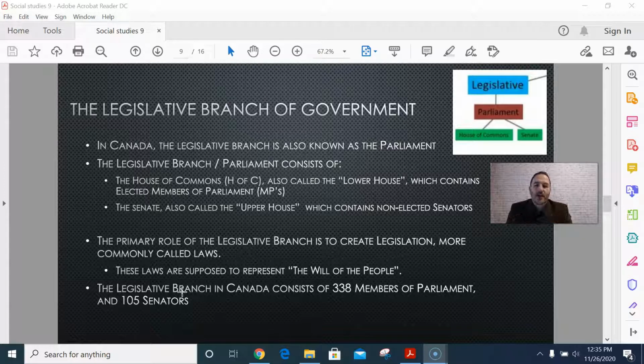Sometimes bills are created by the Senate and those start with S, but it's very uncommon to see bills originate in the Senate. Why? Because those senators aren't elected. What right do they have to create legislation? Now, if they're not elected, Mr. Crosby, how do senators get their job? Well, they are appointed by the Governor General on the authority of the Prime Minister.